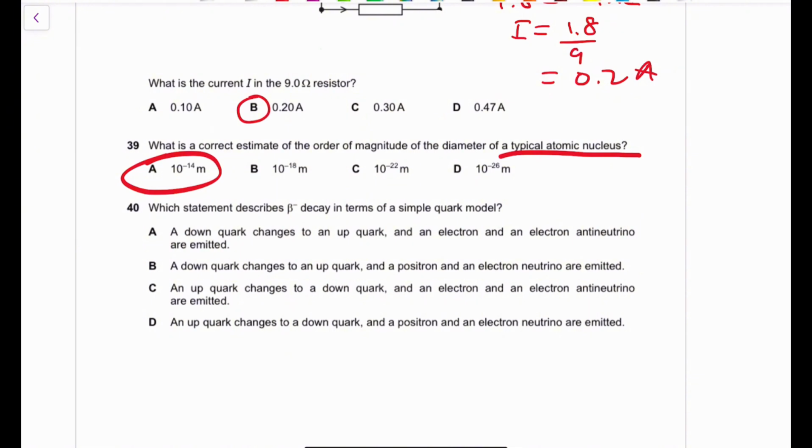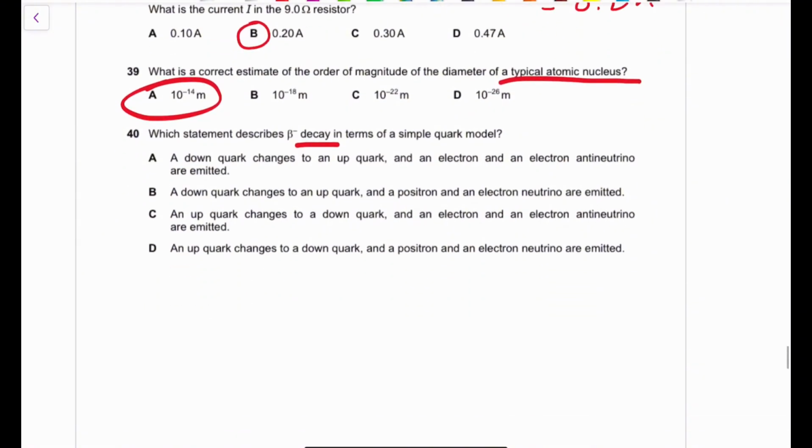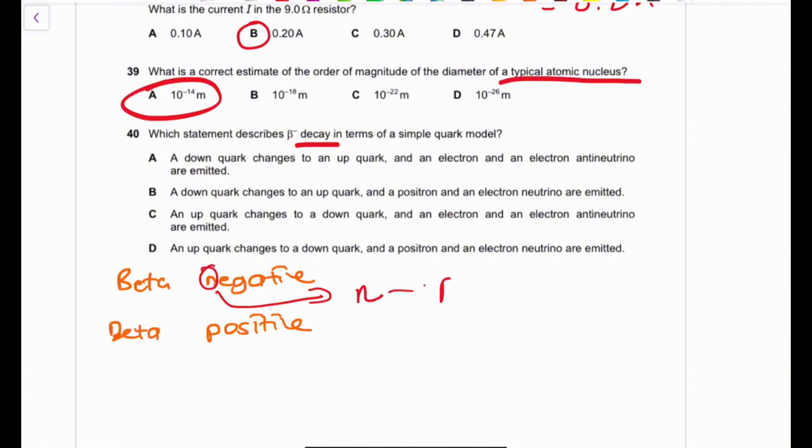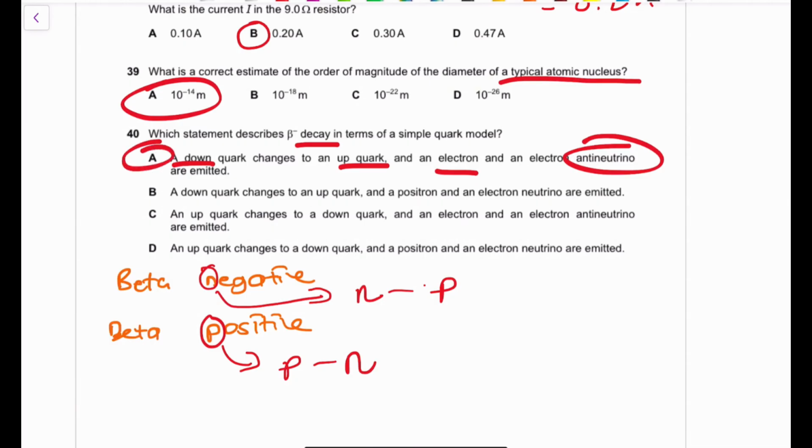Question 40. Which statement best describes beta negative decay in terms of the simple quark model? I always say this, guys, my trick is very simple. Beta negative, and then you have beta positive. Beta negative starts with an N, which means that a neutron turns into a proton. Beta positive starts with a P, which means that a proton turns into a neutron. That's what I use, so I no longer need to think. I know that in the neutron, a down quark is changing into an up quark, and an electron is released. But an electron antineutrino, which is antimatter, is also released. And my answer is going to be A.